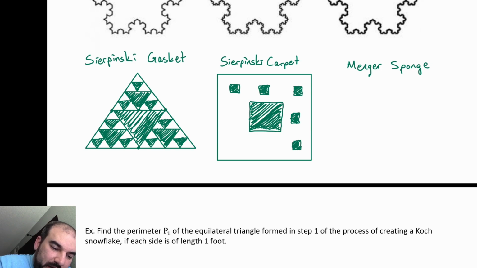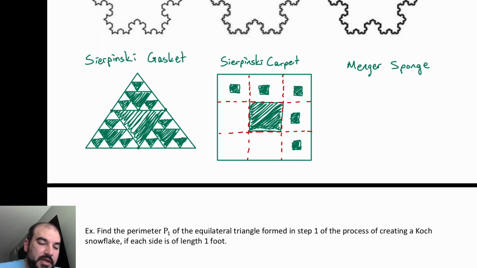I guess we can leave the guidelines for the original segmentation, just so we know what we were dealing with. So that was the original cutting where we removed the center square, and then for each one of these, we cut each of those squares into 9 little squares.